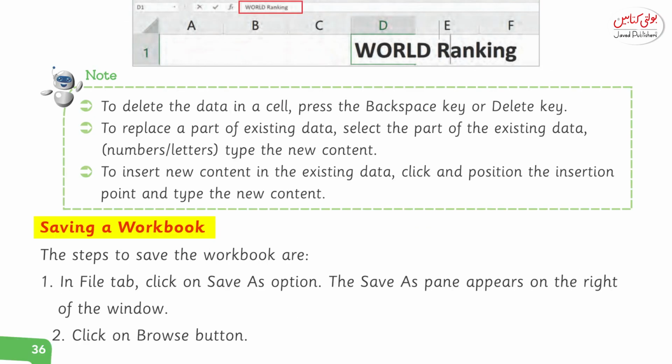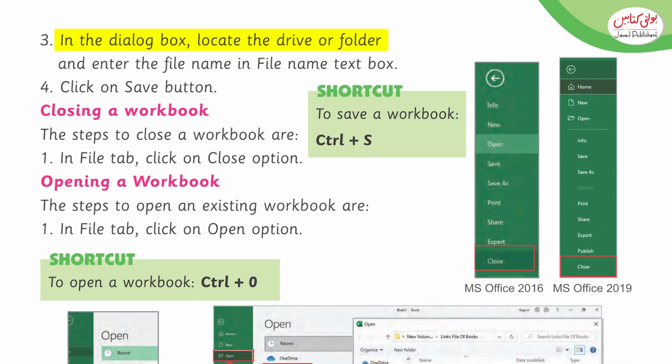content. Saving a workbook. The steps to save the workbook are: in File tab, click on Save As option. The Save As pane appears on the right of the window. Click on Browse button. In the dialog box, locate the drive or folder and enter the file name in File Name text box. Now click on Save button.